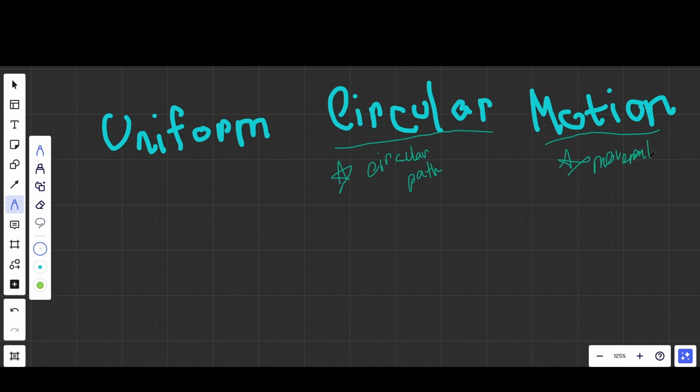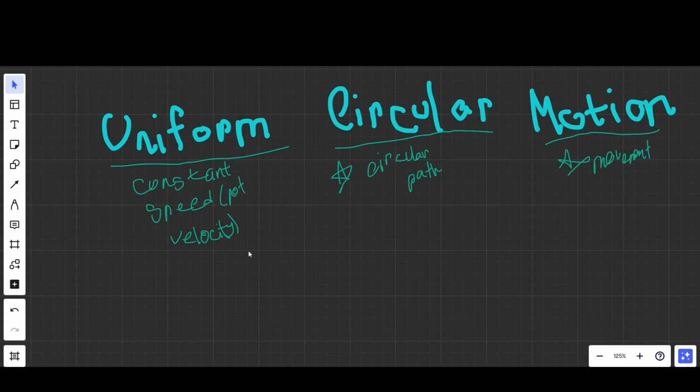So this is actually a part of a kinematics lecture. Uniform means constant. Alright? Now, it really depends what we're thinking to be constant. In this scenario, our speed is constant. Our velocity is not constant. Not velocity. Alright. So uniform circular motion is all about trying to accelerate towards the center.